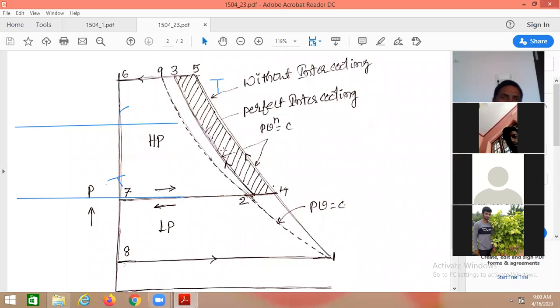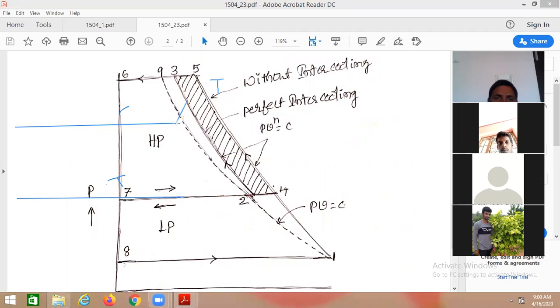Neither isothermal nor adiabatic process is possible. So in all the cases, isothermal process is not possible, and even the adiabatic process is not possible. What is possible is an intermediate, polytropic compression. This is what is polytropic compression.